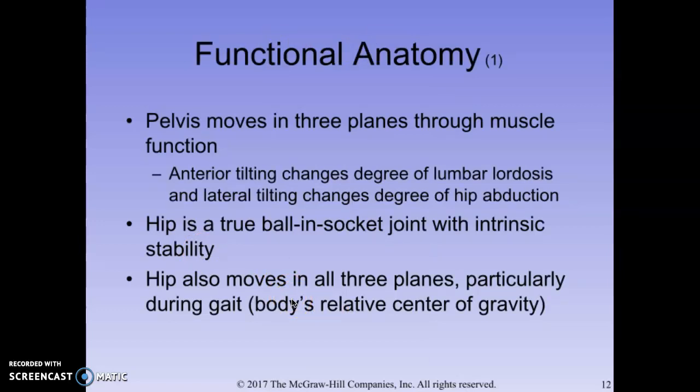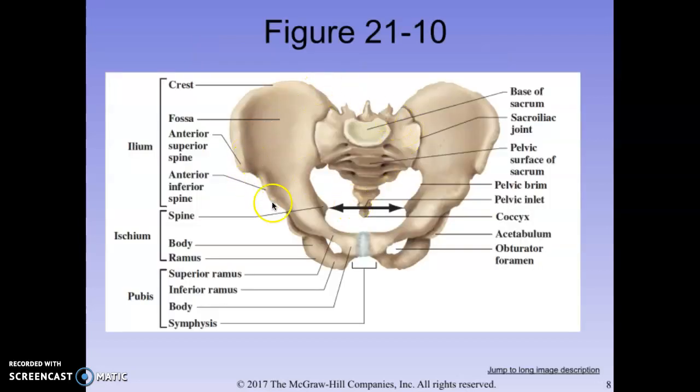Okay. Just some functional anatomy to know that the pelvis moves in all three planes. So if you think about these ilium, I just call them the big ears of the pelvis, but they move, they rotate, they move front to back, they move side to side. Okay, so they have a lot of range of motion within them, and that pubic symphysis kind of allows that. That PSIS joint kind of allows that.